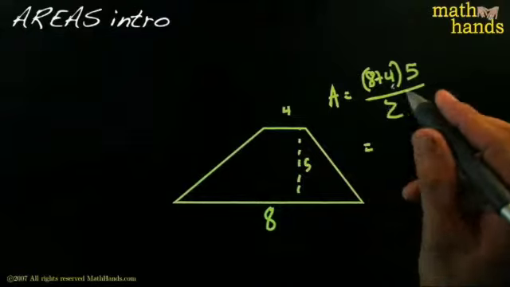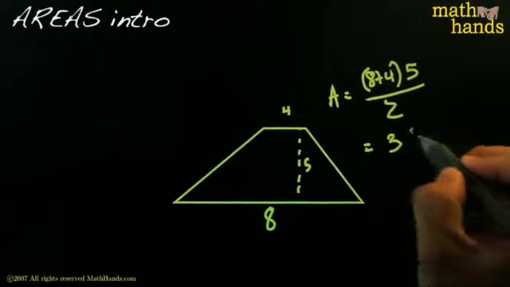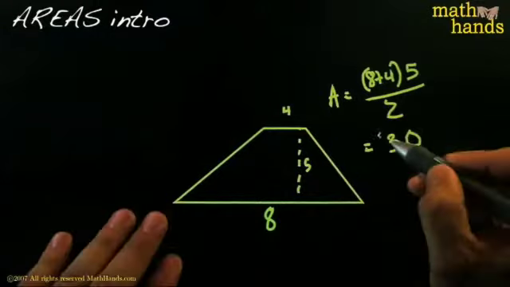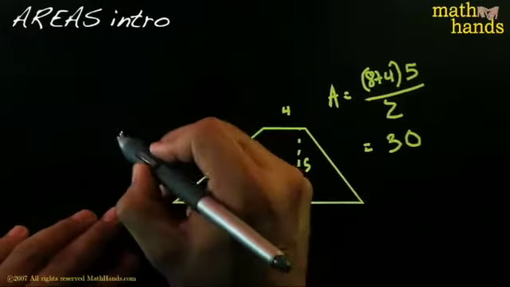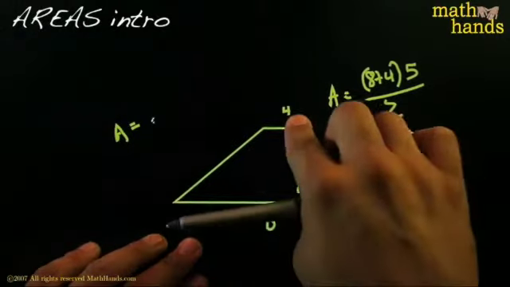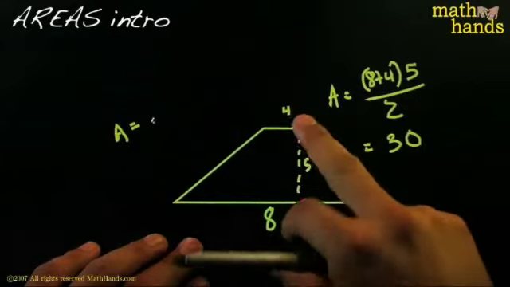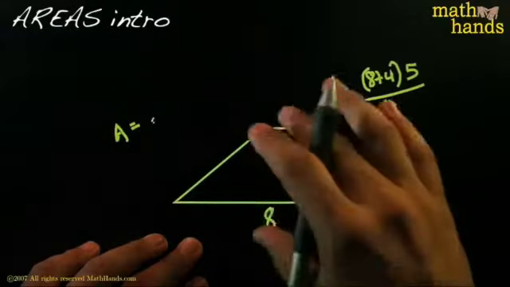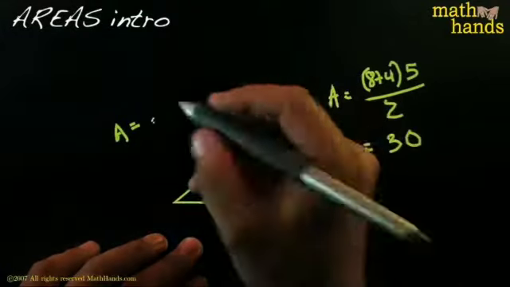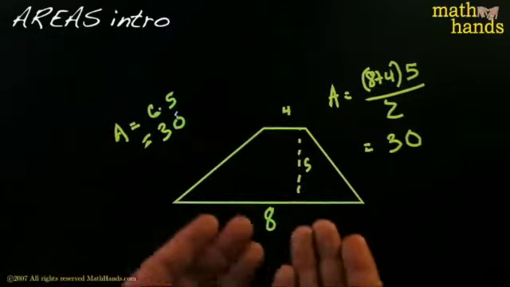So that would be 12 divided by 2 is 6. Gives you a total of 30. Or another way to do it, like I said, is to take the average of the bases. This base is 8. That base is 4. Their sum is 12, divided by 2 is 6. The average, if you average them out, you'd get 6. So it's just 6 times 5, which is equal to 30. That's another way to think about it.